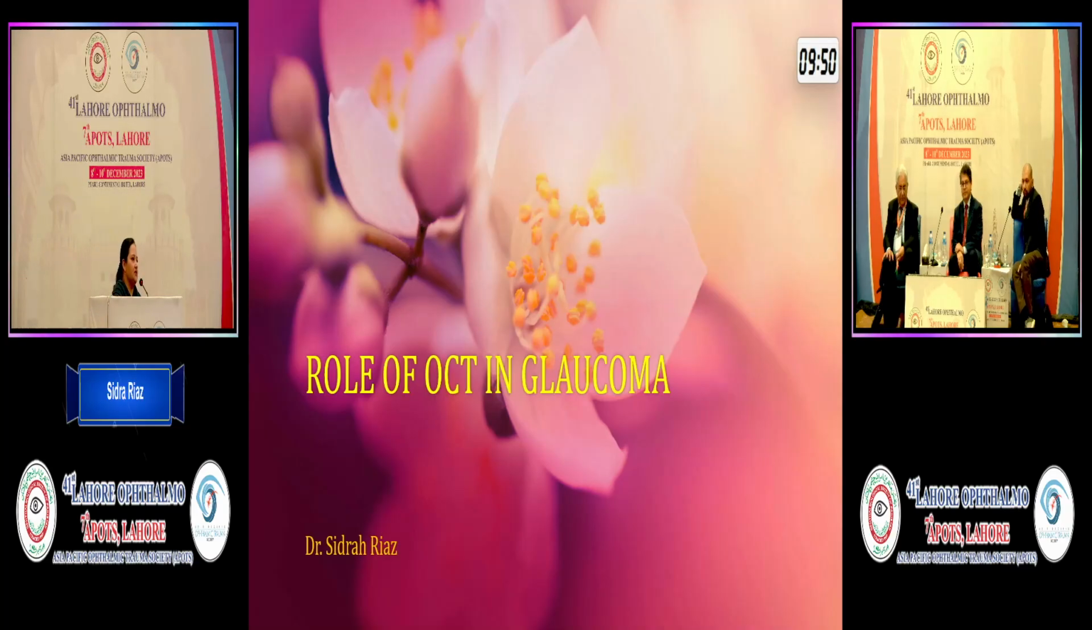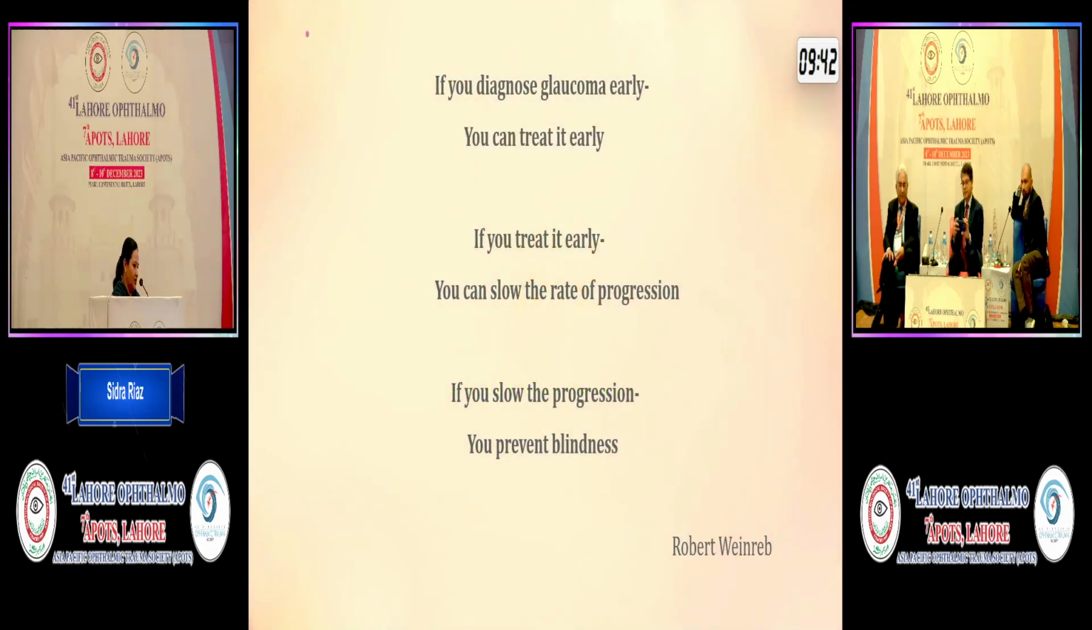OCT is an excellent tool, if the media is clear, for all the patients in whom there is suspicion of glaucoma. Someone has very rightly said that if you can diagnose glaucoma earlier, you can treat it earlier. If you treat it earlier, you can slow down the progression. And if you slow down the progression, you can prevent blindness.